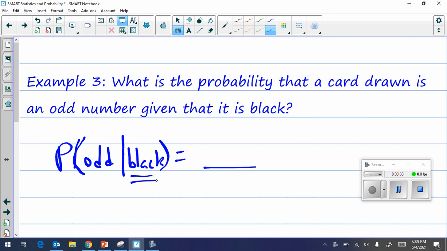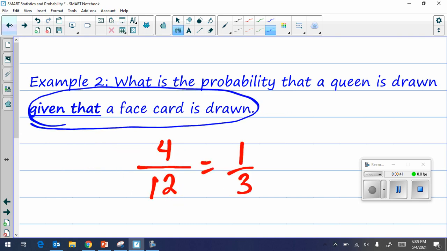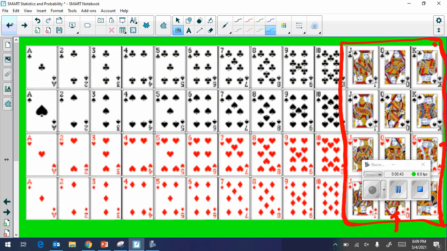We already know that given that it's black means that it's half of our cards. So normally that would be 52, half of that is 26. So the "given that" restricts that denominator, it restricts our sample space. Now, what is the probability that it is odd given that it is black?